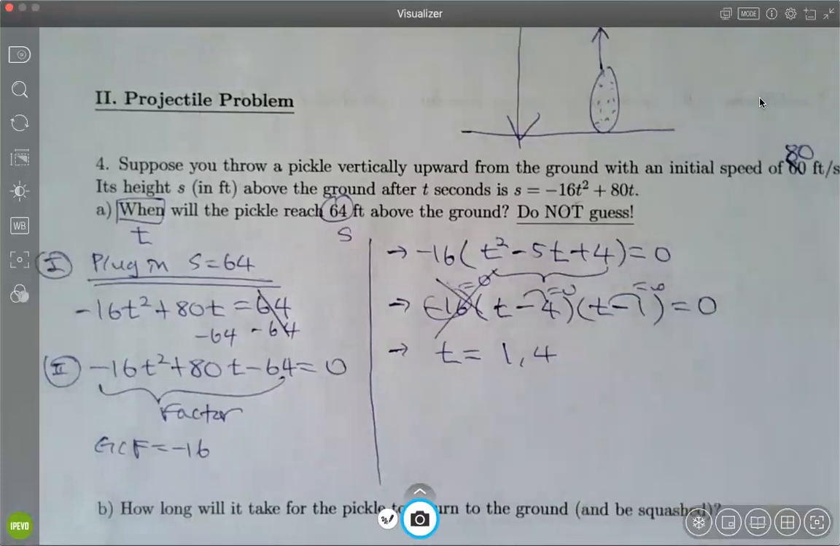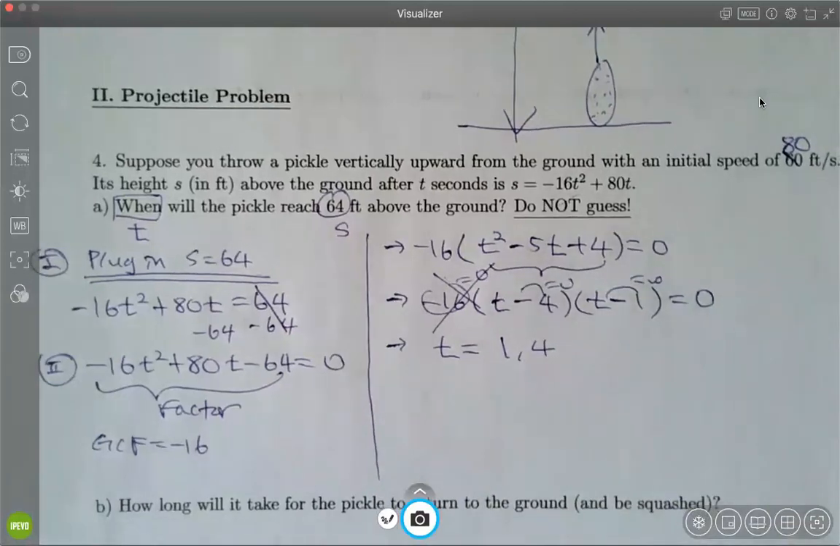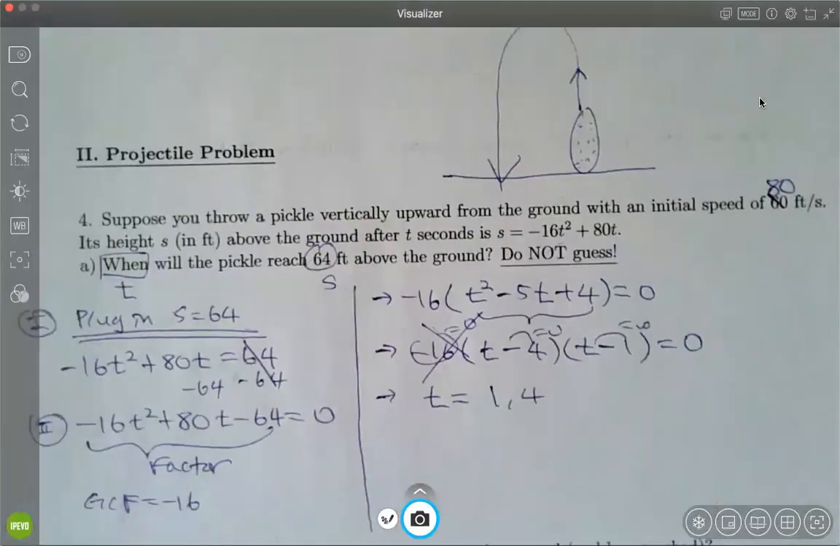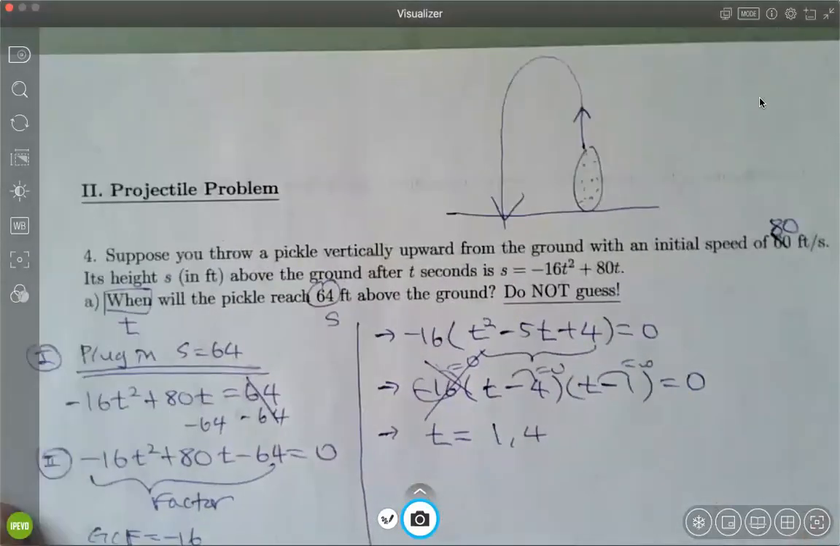Now, here is another trick question. Do we cross out one of the t values? Or do we keep both? Or do we throw out both? Keep both, yes, this time. Why? Because it's going up and when you're coming back down, right? Did everybody hear that? So where is 64? Somewhere here, right?